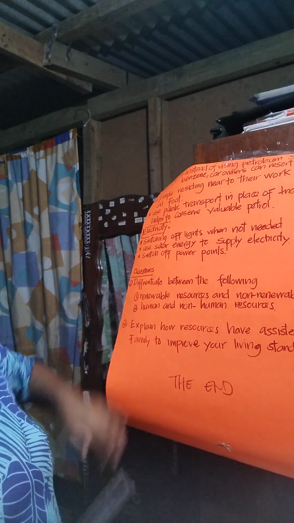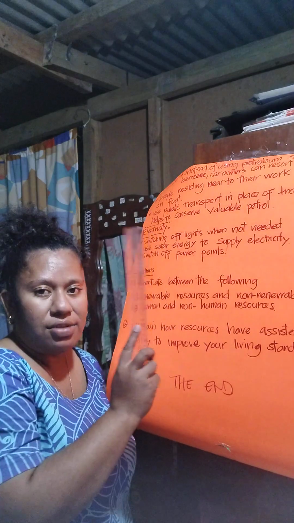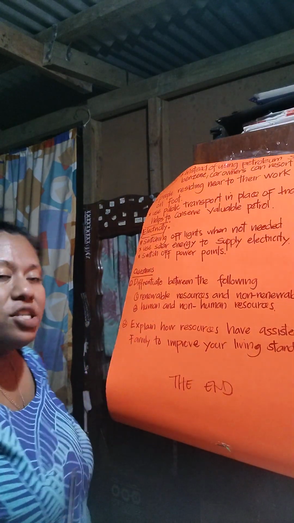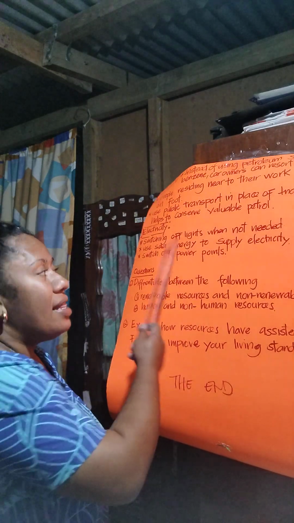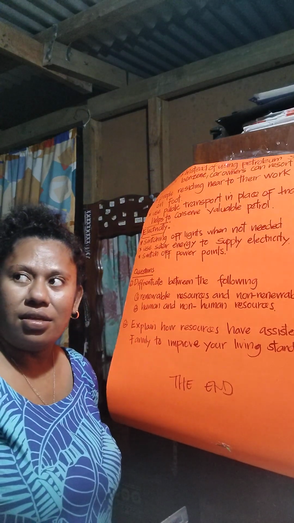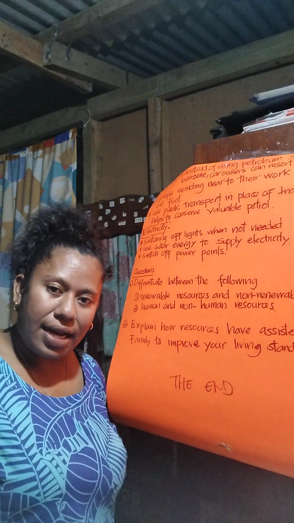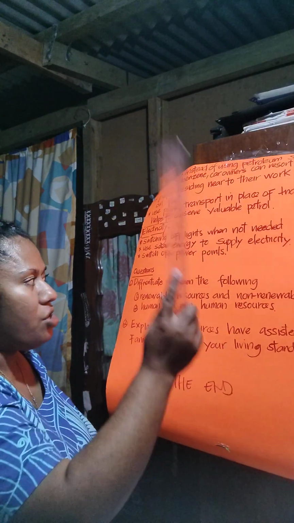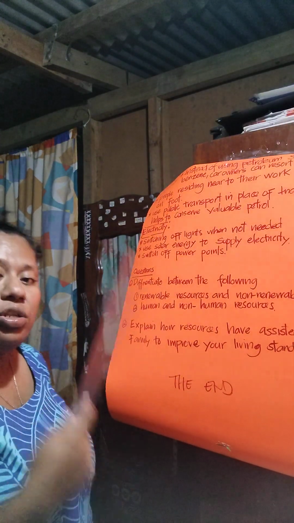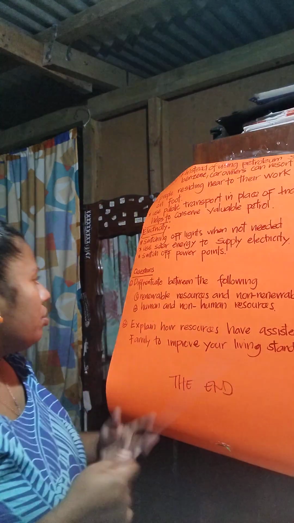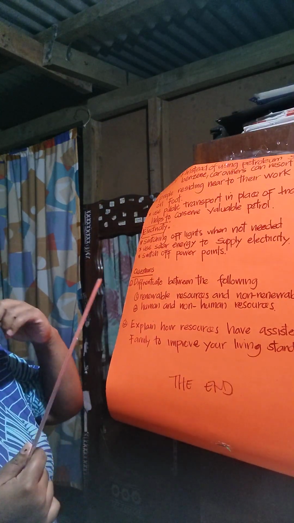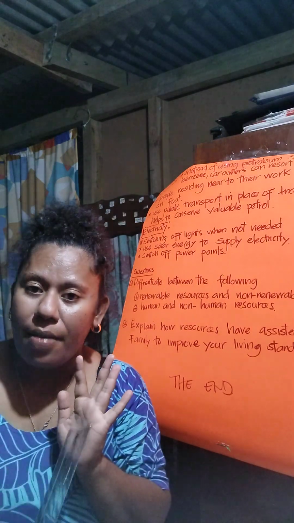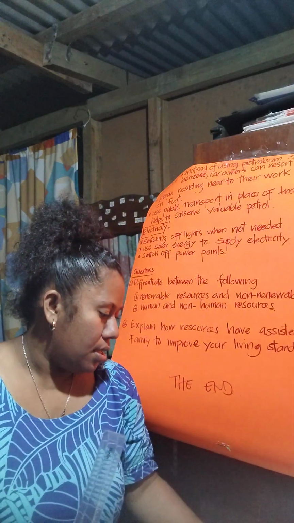In electricity, make sure when you use the light, make sure to switch off lights when not needed. Use solar energy to supply electricity. These are free. When the sun comes out, you charge your solar and then use it to supply electricity. No need to use lights from power. Make sure to switch off power points at all times.